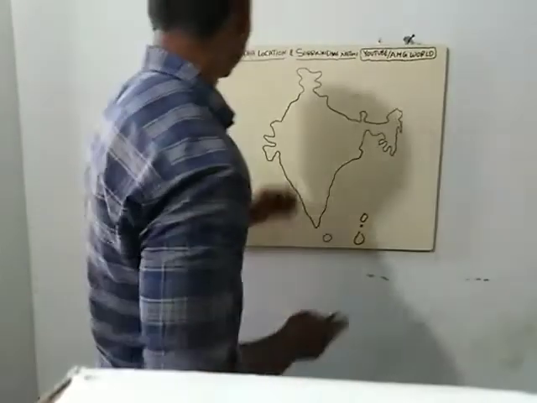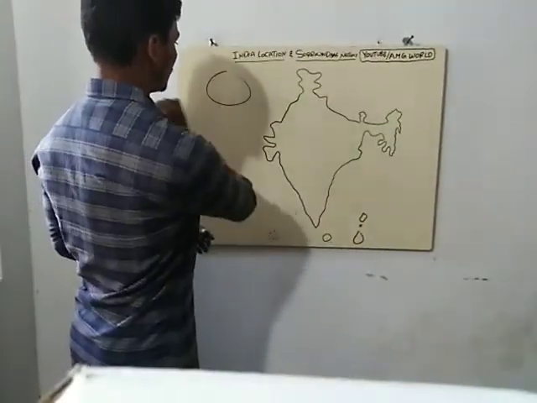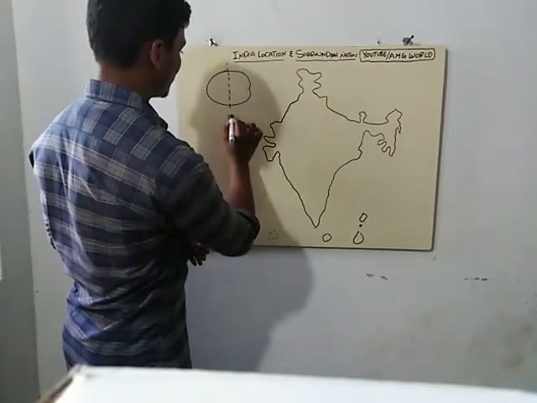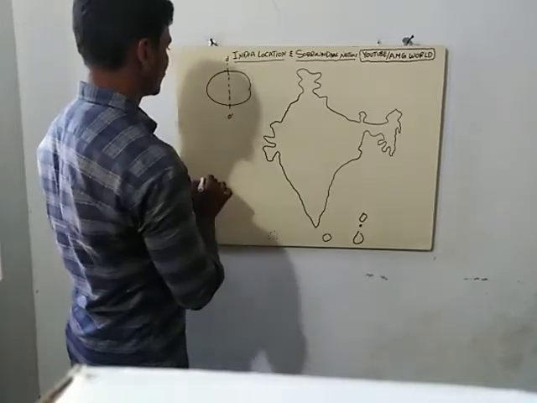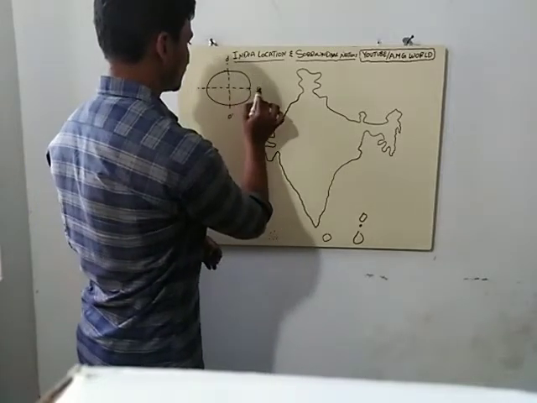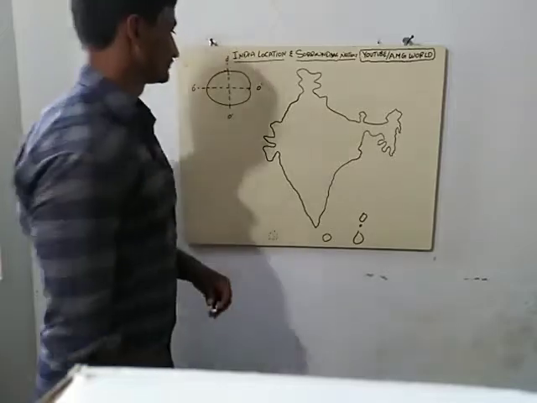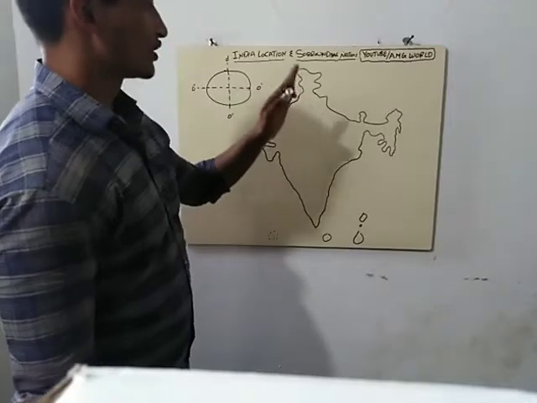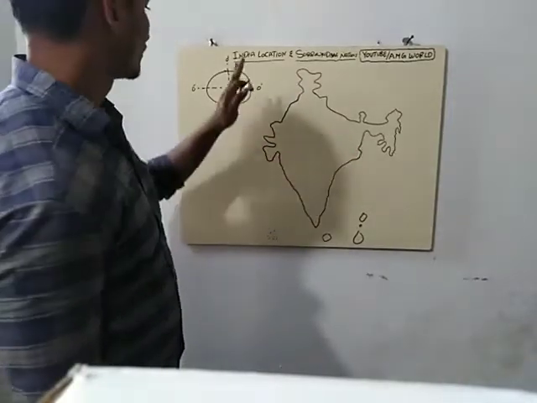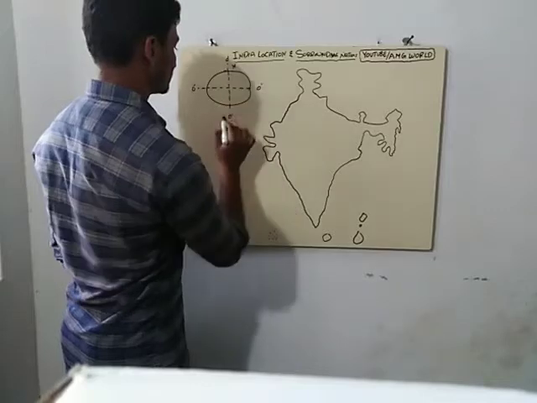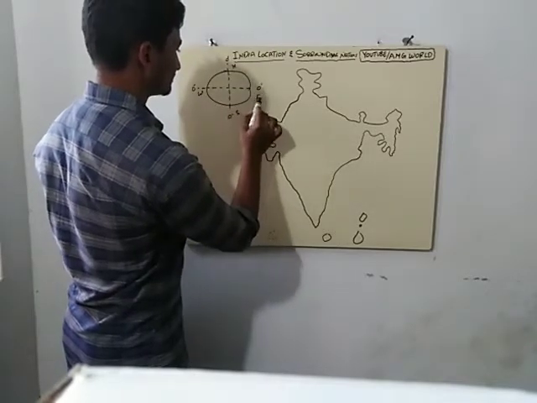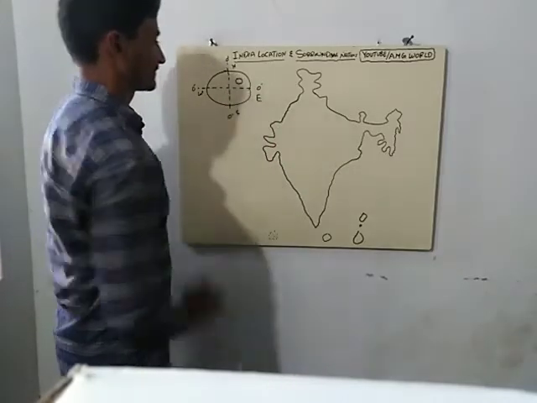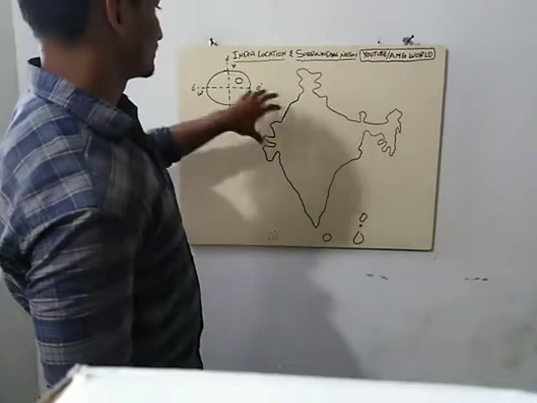Let me explain with a diagram. Consider this one as a globe, and here comes 0 degrees longitude, and here 0 degrees latitude. As I said, India is located in the northeast portion of the globe. This is the north, this is the south, west and east. So in this northeast portion, India is located.